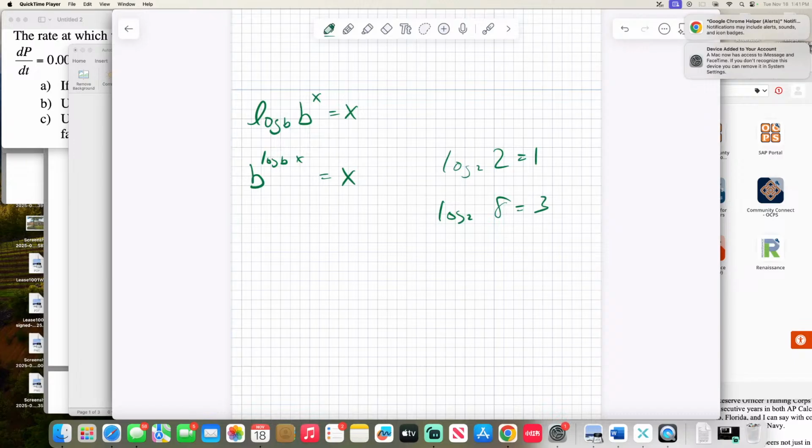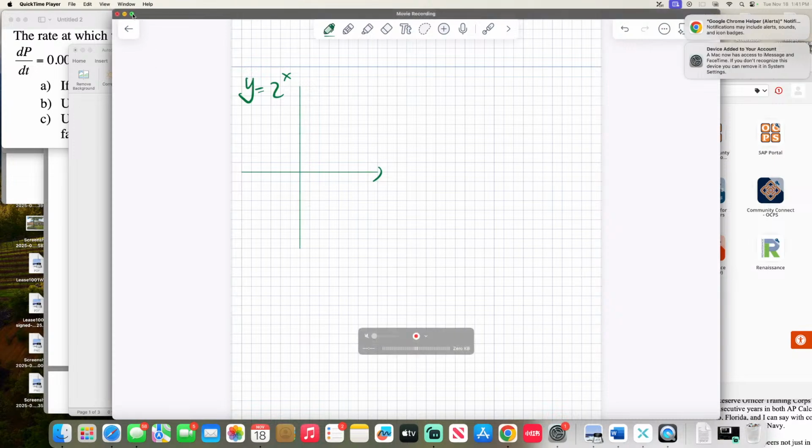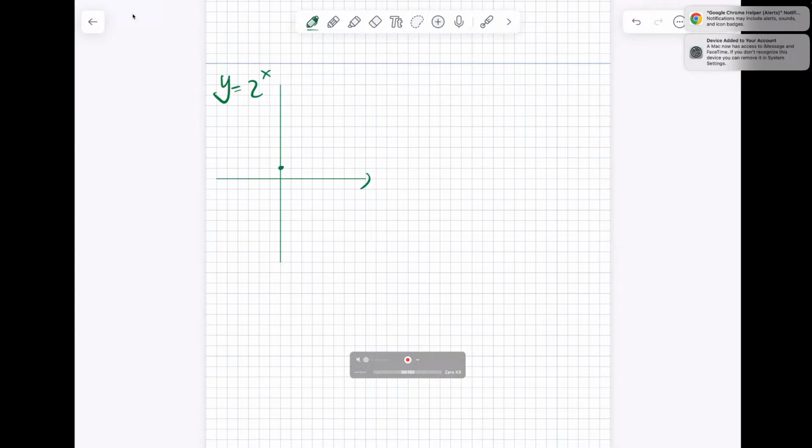Now, let's talk about the logarithm function versus e to the x. First of all, we're going to go over y equals 2 to the x. We already know the graph looks like exponential growth, with anchor points here, here, here. It's gonna be like this, and the asymptote is gonna be like this. Is it possible for me to find the inverse of y equals 2 to the x?